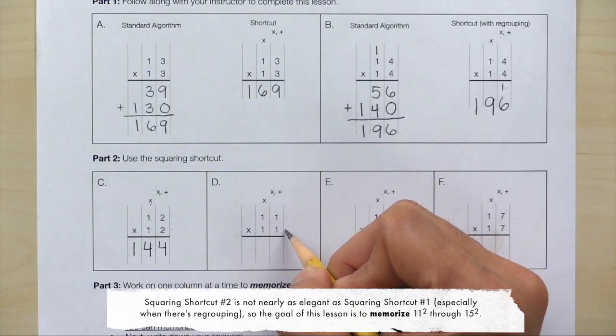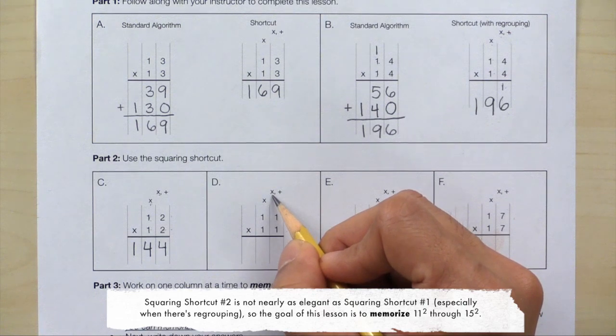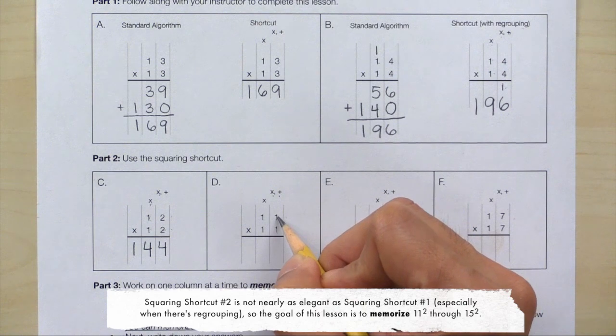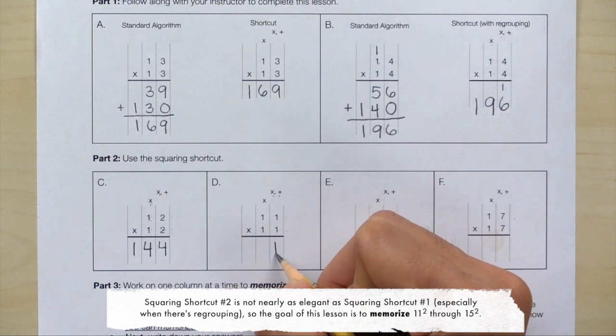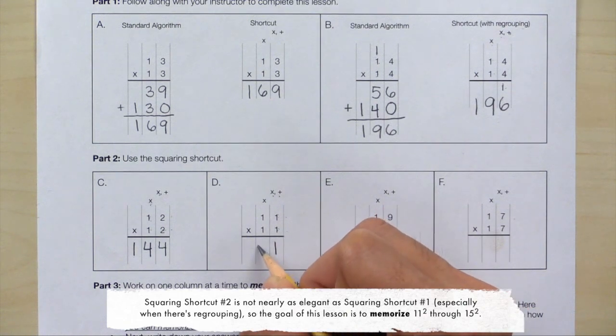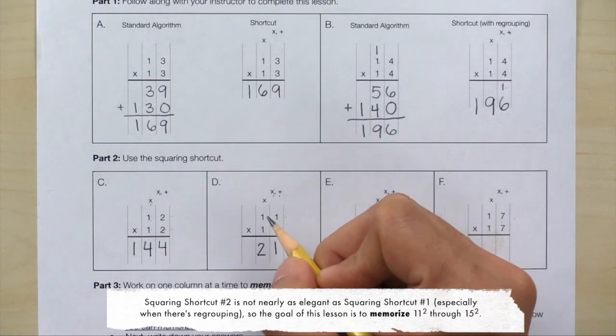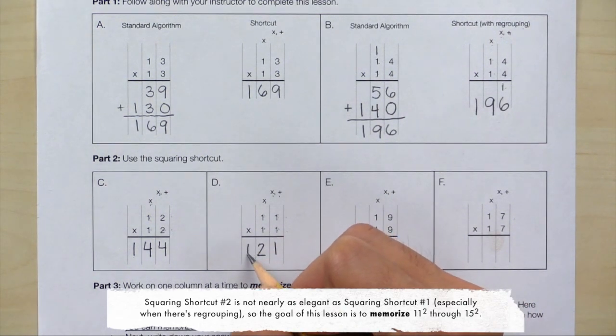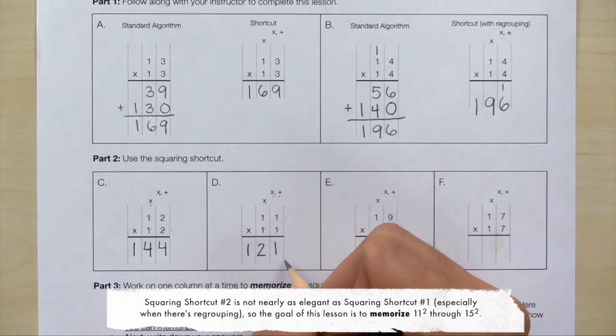Here's box D, which also has no regrouping. Here's 11 squared. Multiply the ones place value, then add the ones place value. 1 times 1 equals 1. 1 plus 1 equals 2. Finally, multiply the tens place value. 1 times 1 equals 1. Final answer, 121.